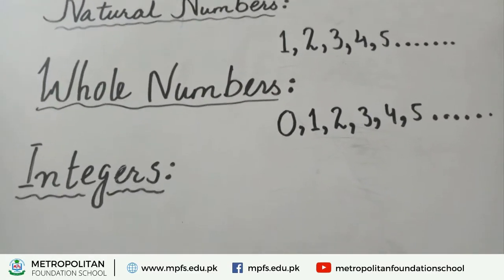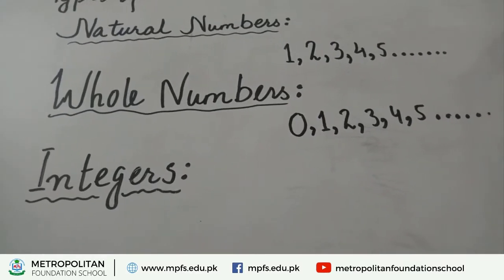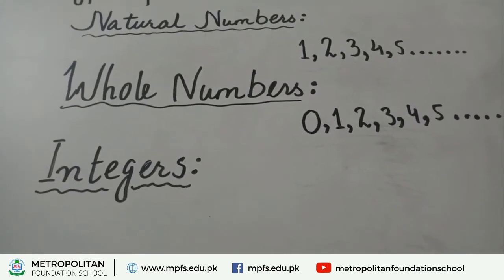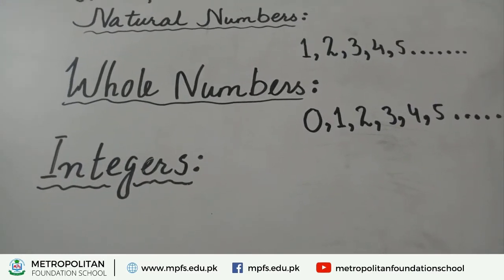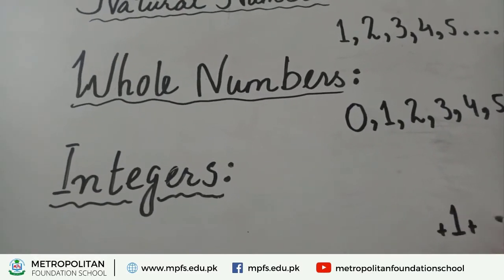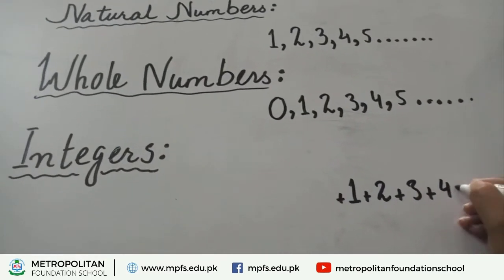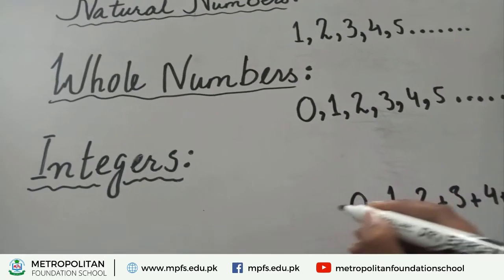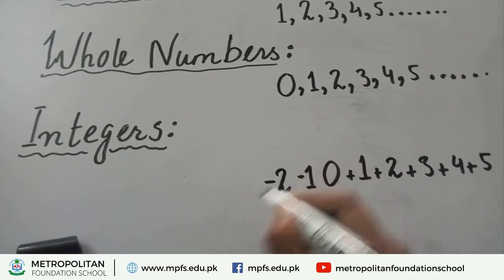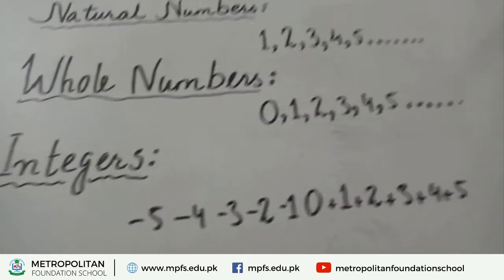Now I am moving towards integers. So students, we have two types of integers, positive integers and negative integers. Like plus 1, plus 2, plus 3, plus 4, plus 5, and minus 1, minus 2, minus 3, minus 4, minus 5 and they continue.